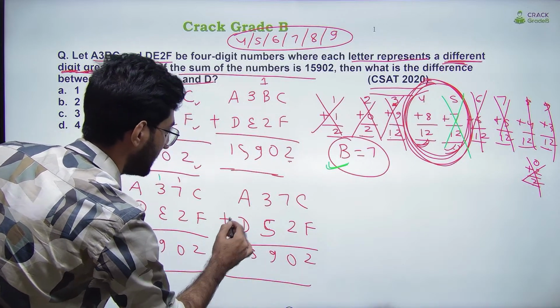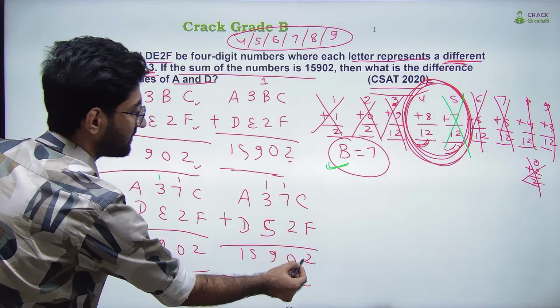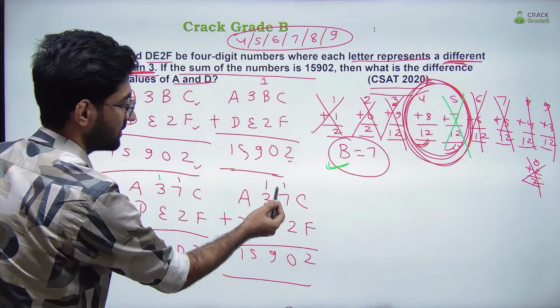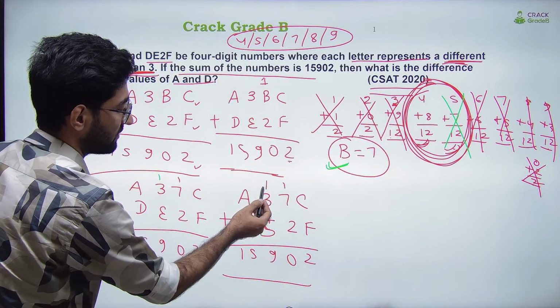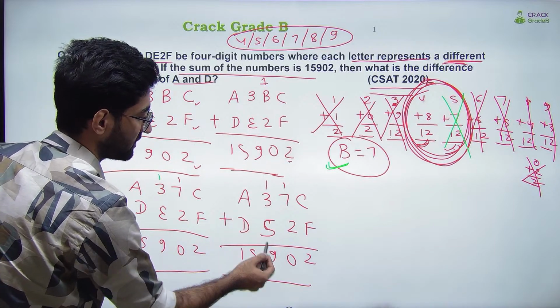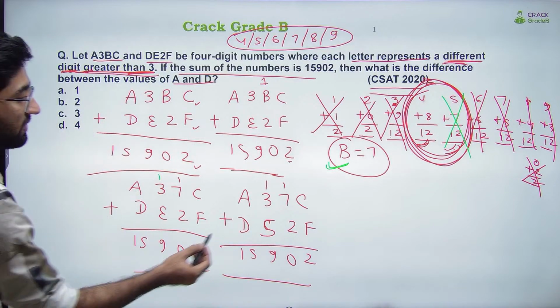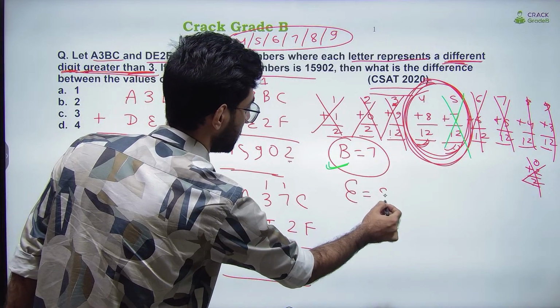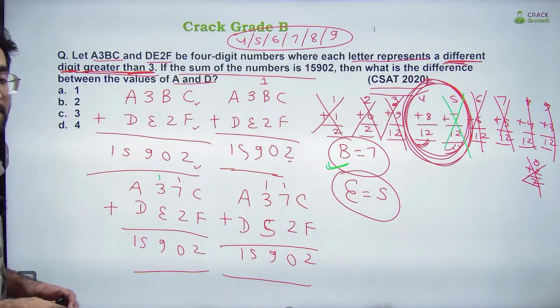And you will get 15902. Why? See, 1. C plus F is 12. Obviously 4 plus 8 is 12. So 1 plus 7 plus 2 is 10. Then you will add 1 here. 1 plus 3 plus 5 is equal to 9. So E represents 5. You have to remember, E represents 5.